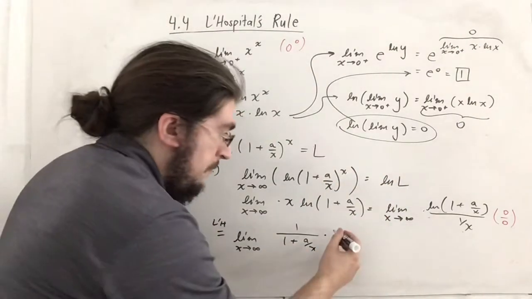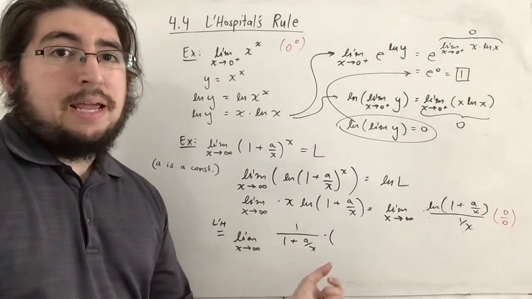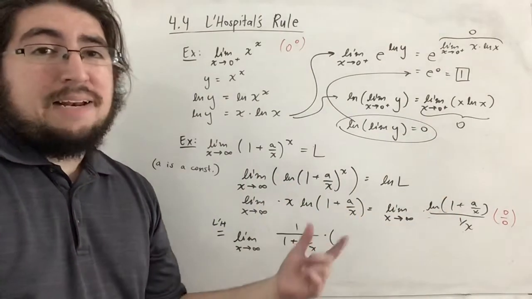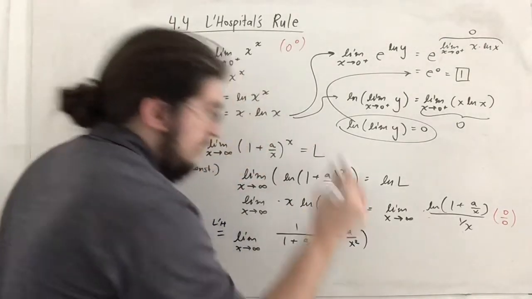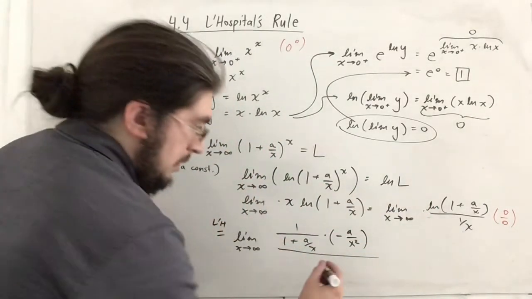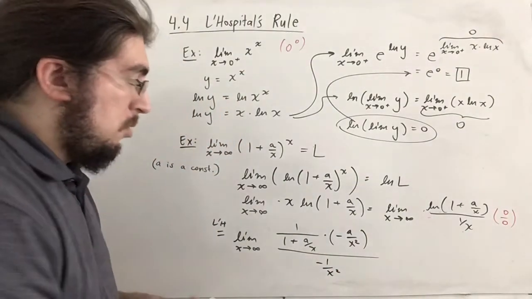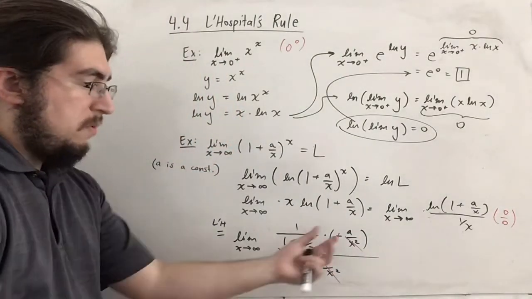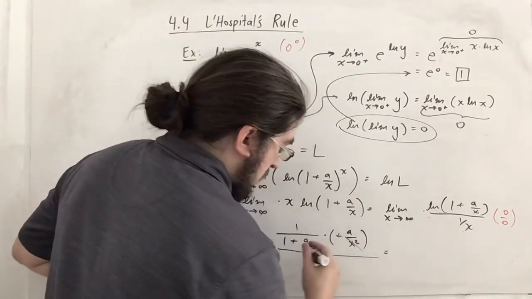Derivative of 1 is 0. So this is just the derivative of a over x. Since a is a constant, it's just a times the derivative of 1 over x. Derivative of 1 over x is negative 1 over x squared, as we saw earlier, and that times a is negative a over x squared. Perfect. And over derivative of the bottom, derivative of 1 over x, like we just said, is negative 1 over x squared. So notice the negatives cancel, and if you multiply top and bottom by x squared, these cancel as well. So all we're left with really is just this, a over 1 plus a over x.